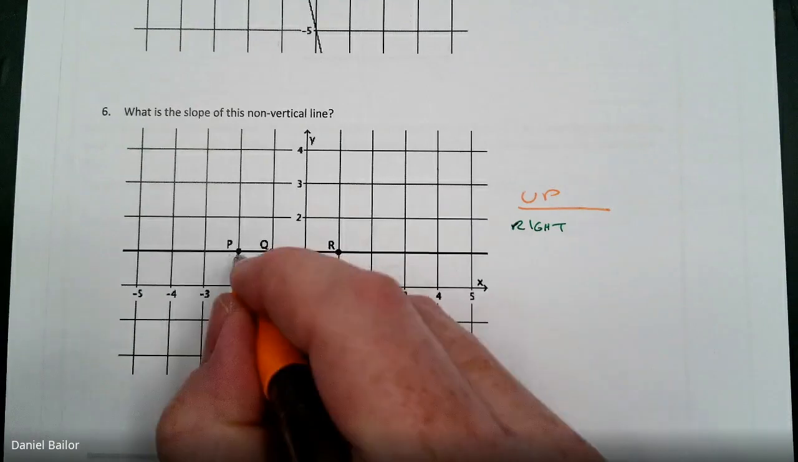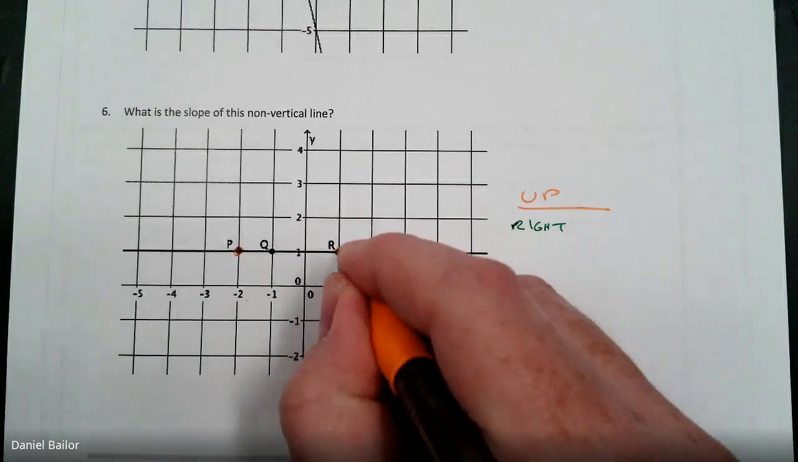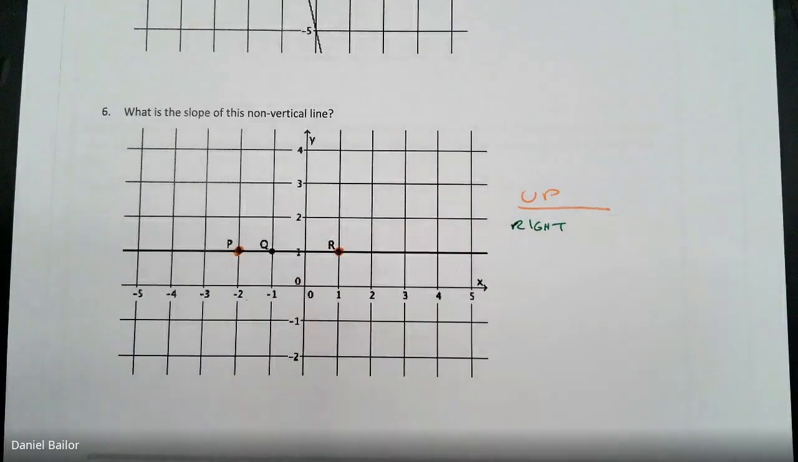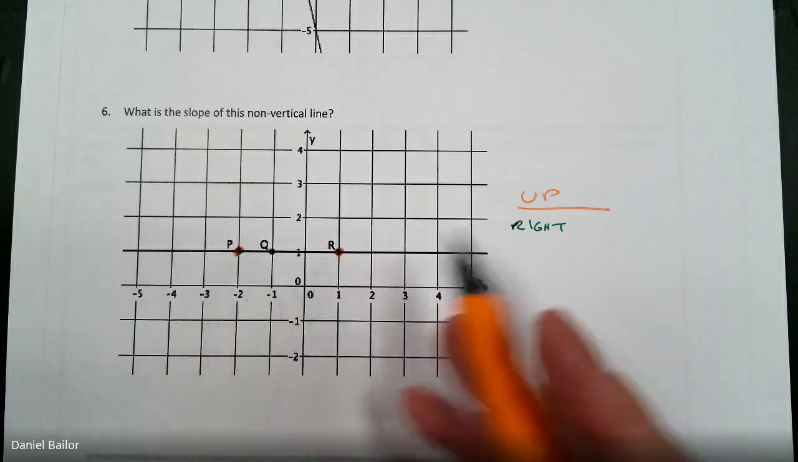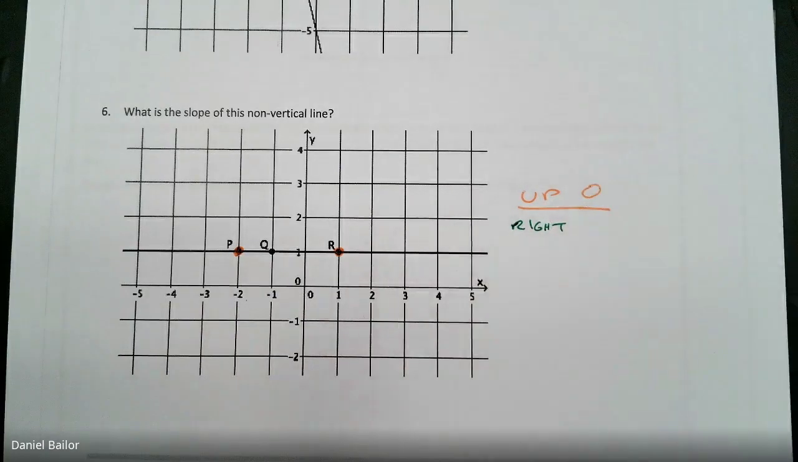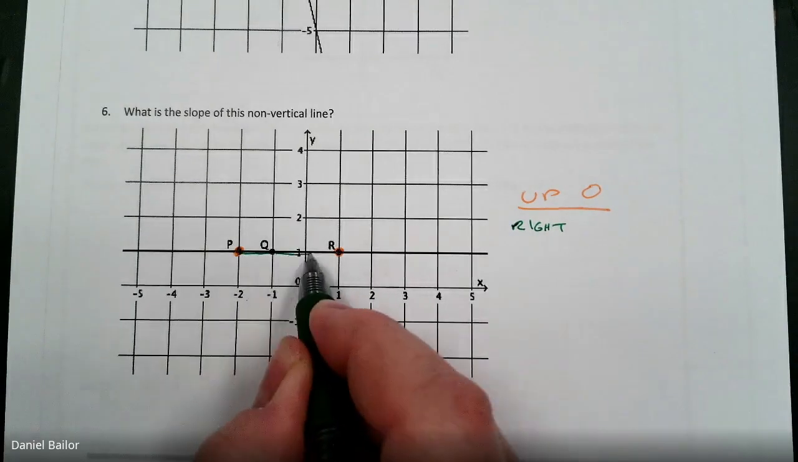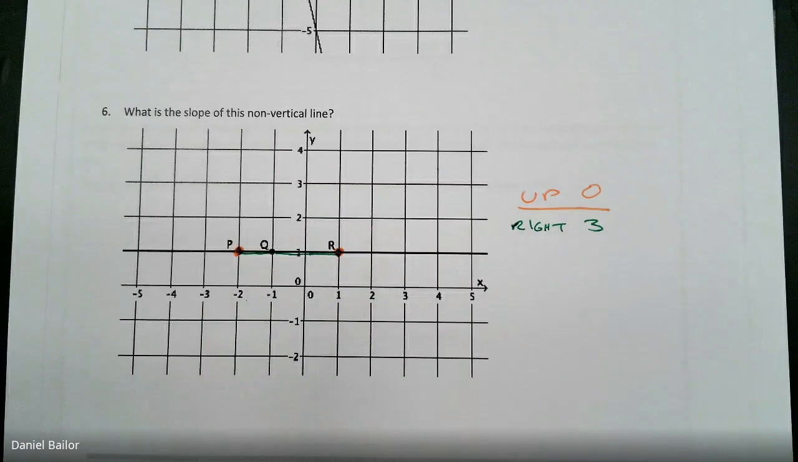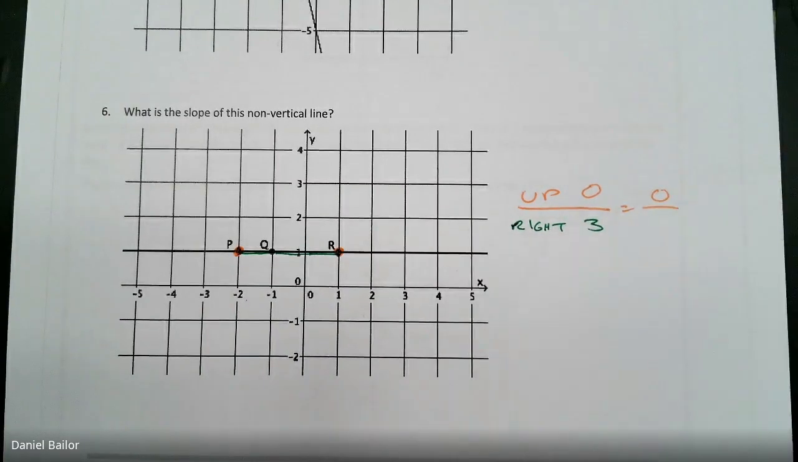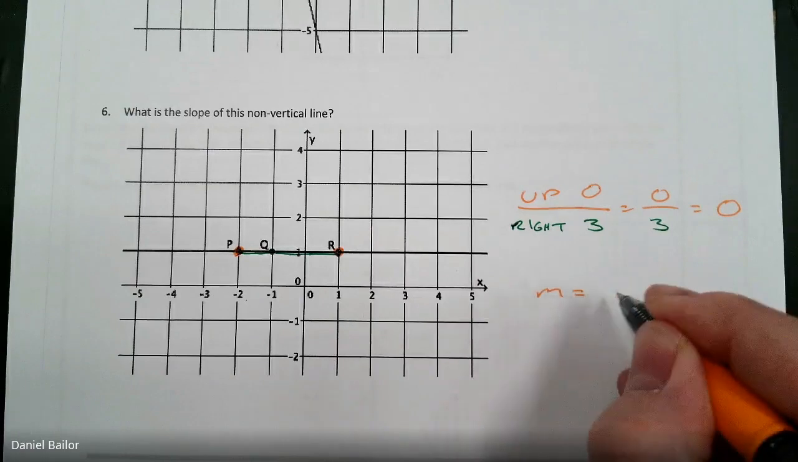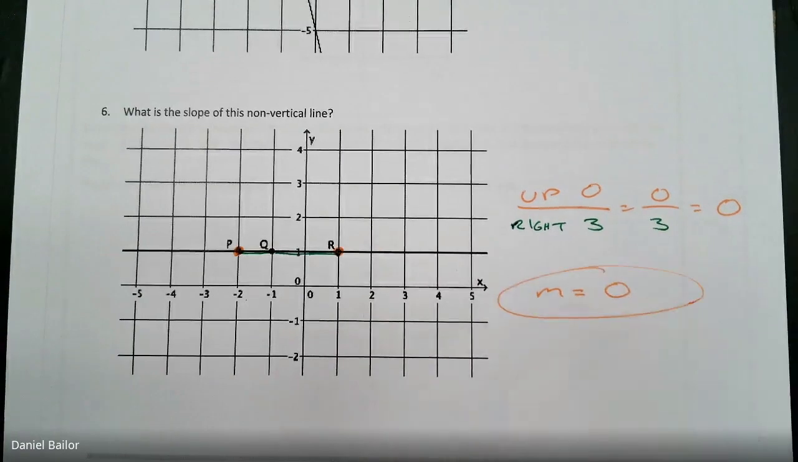Well, let's see. Here's P, here's R. How do we go from P to R? How many up do we go? Well, we don't go up any. We actually go up 0. How many right do we go? 1, 2, 3. Right 3. Up 0, right 3 turns into 0 divided by 3. Well, 0 divided by 3 is just 0. So M equals 0. That's the answer.